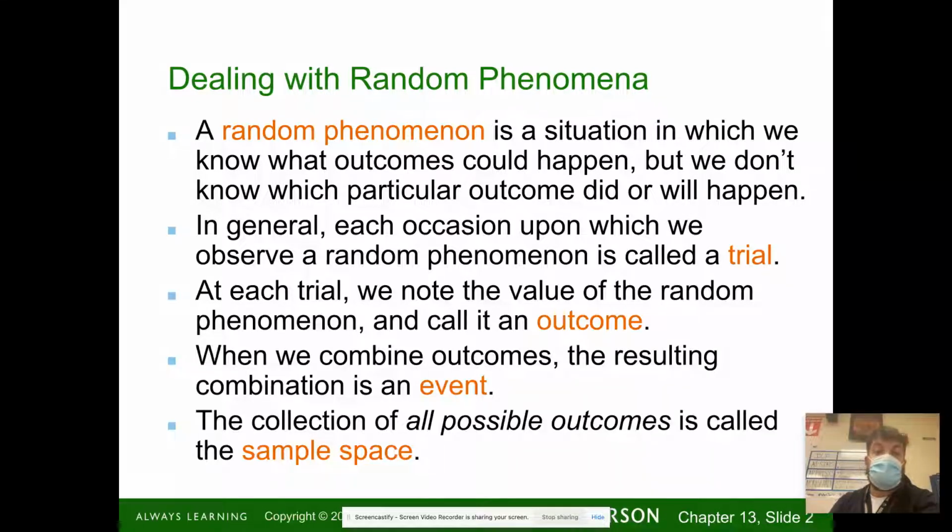When we combine outcomes, the resulting combination is called the event. So an event would be that I'm going to flip a quarter 36 times, and then we figure out the probability that it'll land on heads. Probably 18, right? It could be more, it could be less, but that's how you do the math. A collection of all possible outcomes is called the sample space.